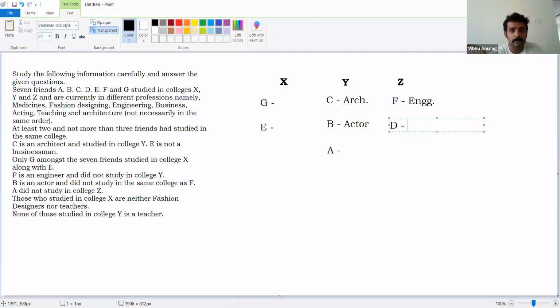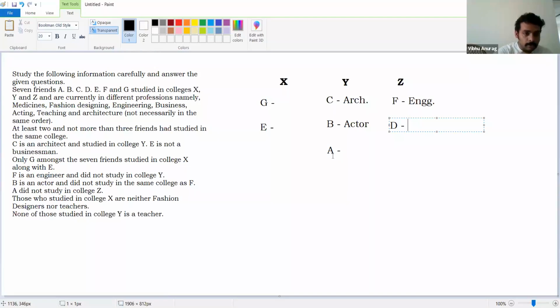We got 7 friends. Okay. So now we know that those who studied in college X are neither fashion designer nor teacher. So fashion designer and teacher are not here, which means it's A and D.